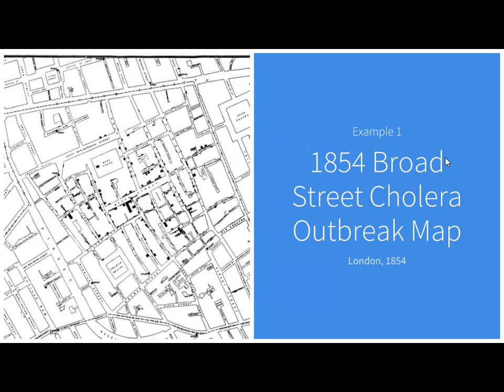audiences. For example, this 1854 map was important because its graphic representation of cholera deaths in a London neighborhood eventually led to the discovery that cholera deaths were happening among people who got their water from a particular well.